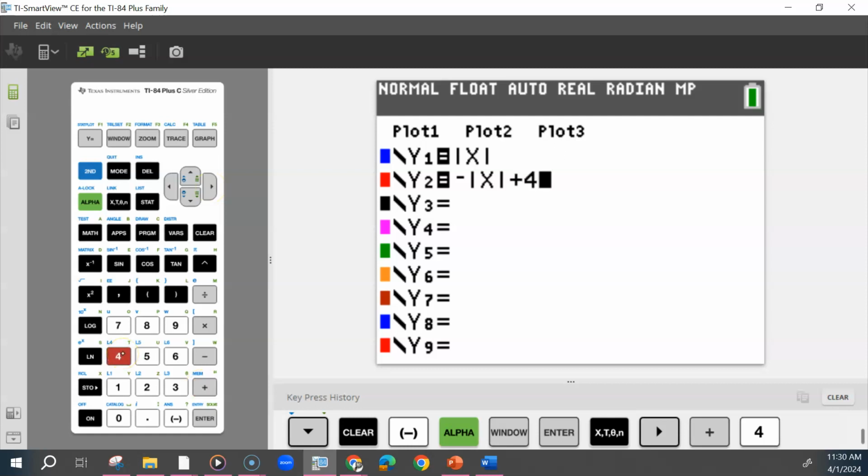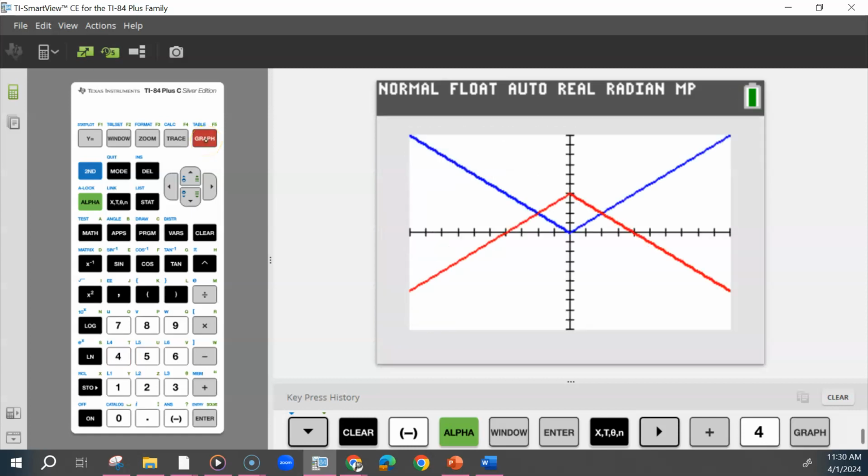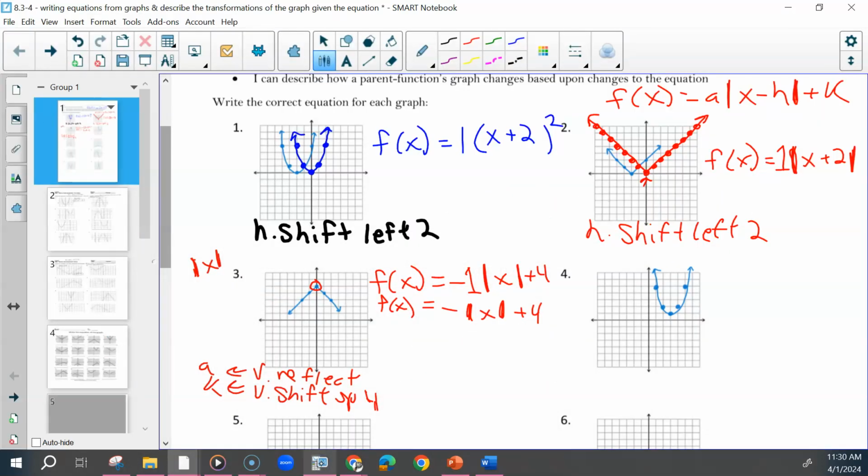And you can look at the points if you graphed it, or just the graph itself. And this red one is flipped upside down. It is moved upward. If I look back at this, it looks the same. Other questions before we move forward?